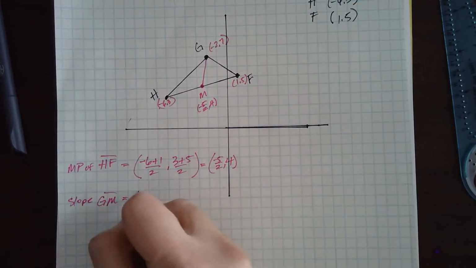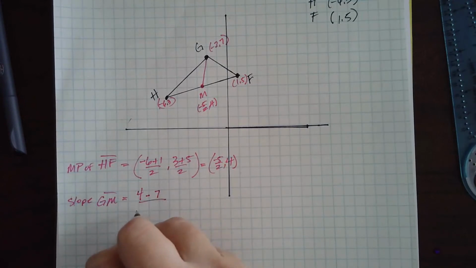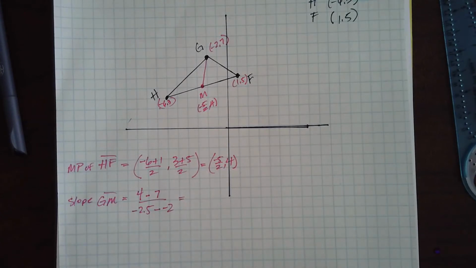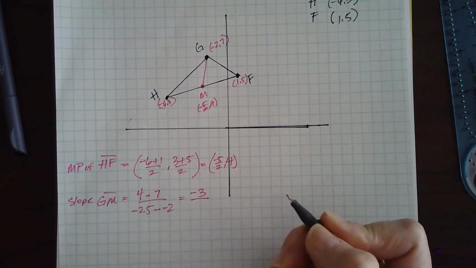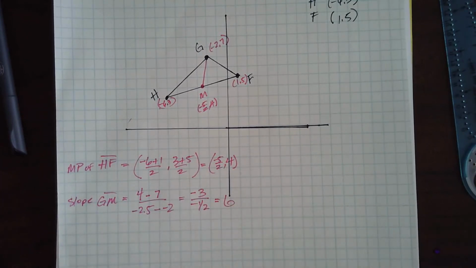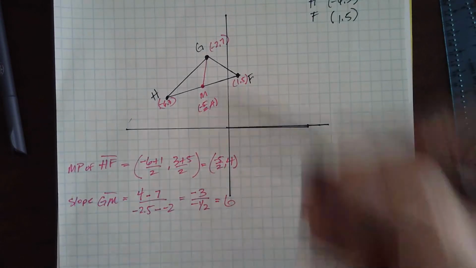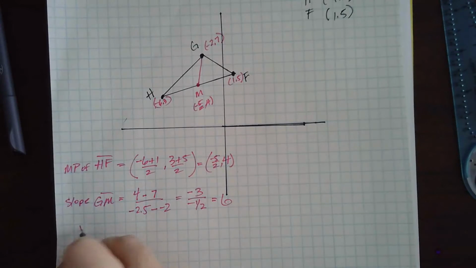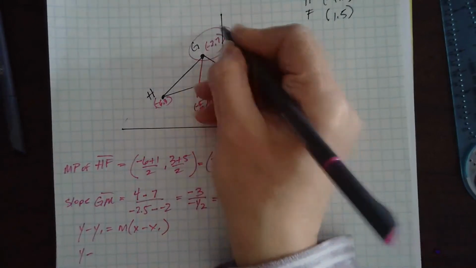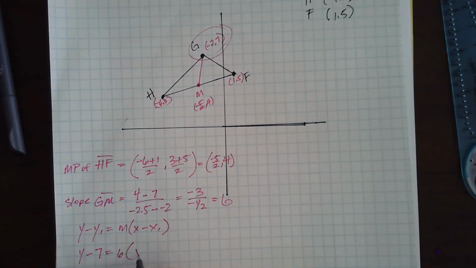So it's change in y, y2 minus y1 over x2 minus x1, and I'm going to change that to a decimal. So I get negative 3 over negative a half, which results in 6. So the slope of that line is 6. Now I'm going to write the equation using my point-slope formula. I'm going to pick either one of those points, so I'll pick G. So I'll use the point -2, 7, plug in my slope, and write the equation.